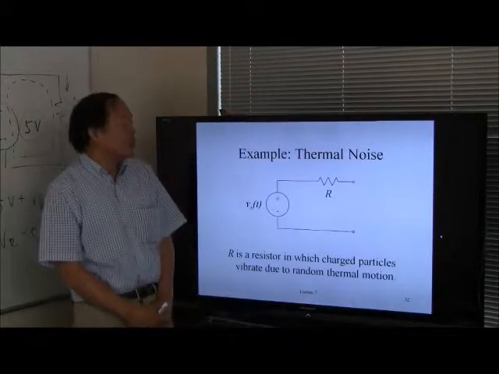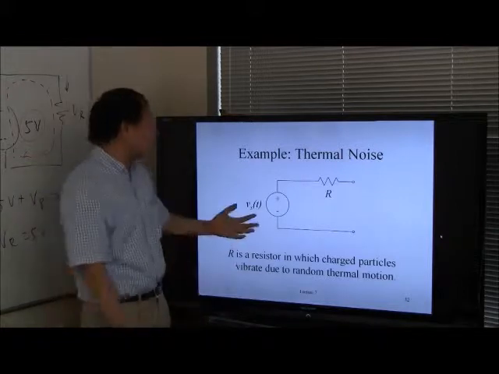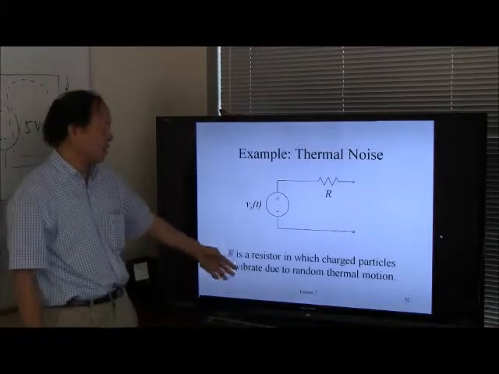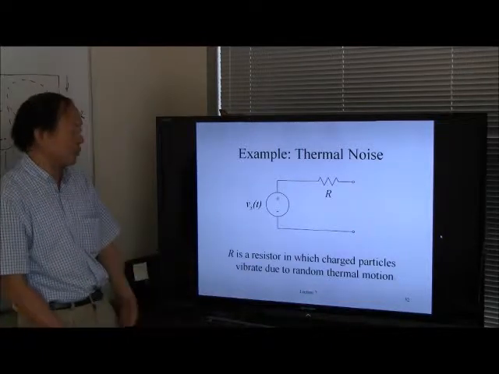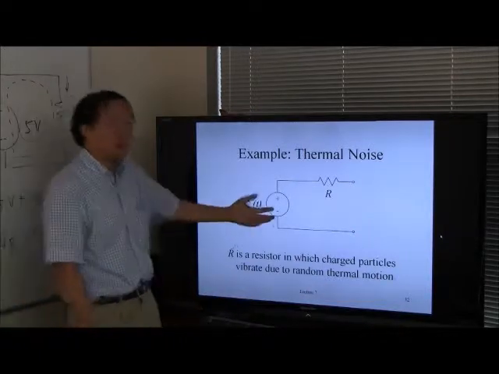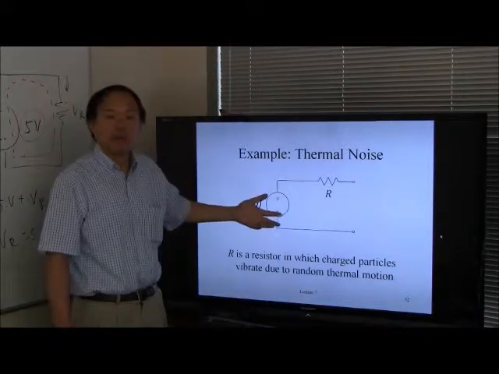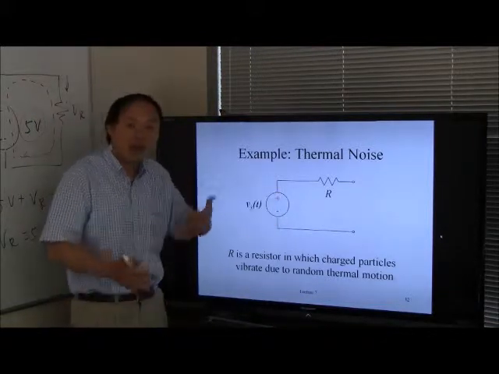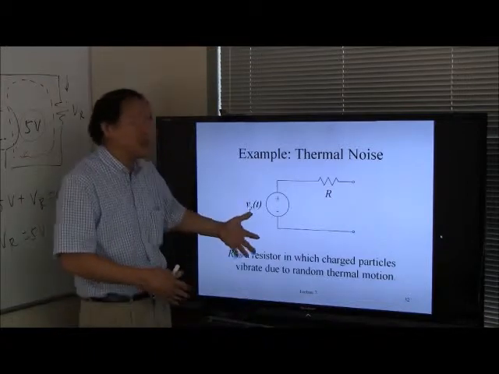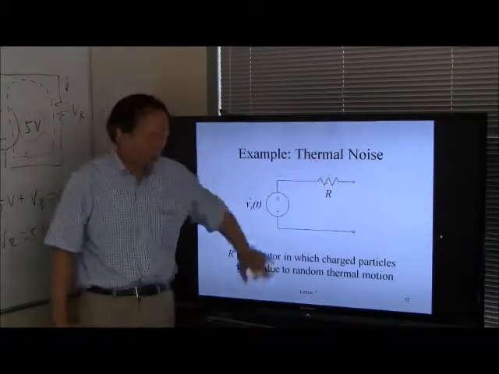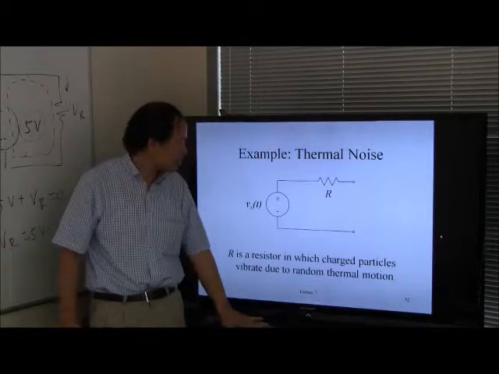Sometimes you may want to model thermal noise of a voltage source as an additional resistor. So R is a resistor in which the charged particles vibrate due to random thermal motion, because this could very well be a transistor, and because the electrons move inside at this temperature, therefore there's a resistance. Instead of modeling this as a pure voltage source, you put a resistance outside of the source.